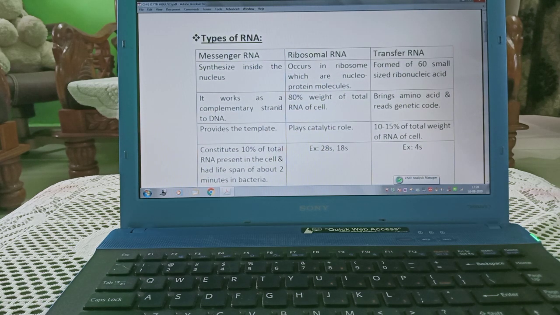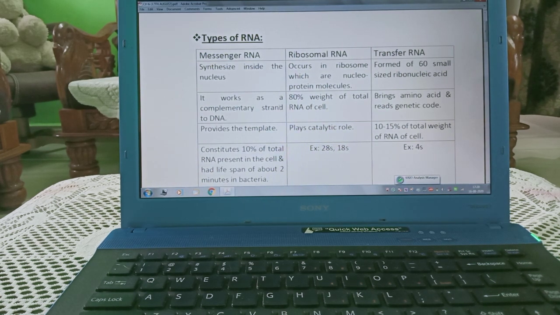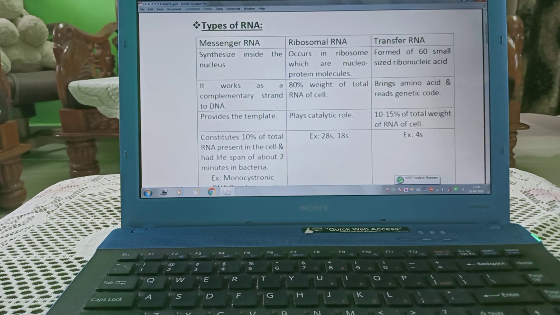Ribosomal RNA is present in the ribosomes, which are nucleoprotein molecules. It is 80% weight of total RNA of the cell, and it plays a catalytic role. As we know, catalysts are the substances which never take part in the reaction, but they increase the rate of the reaction. Example: 28S and 18S.